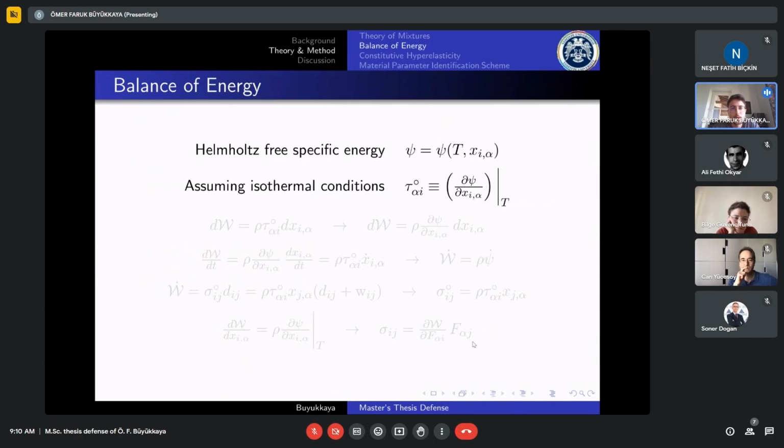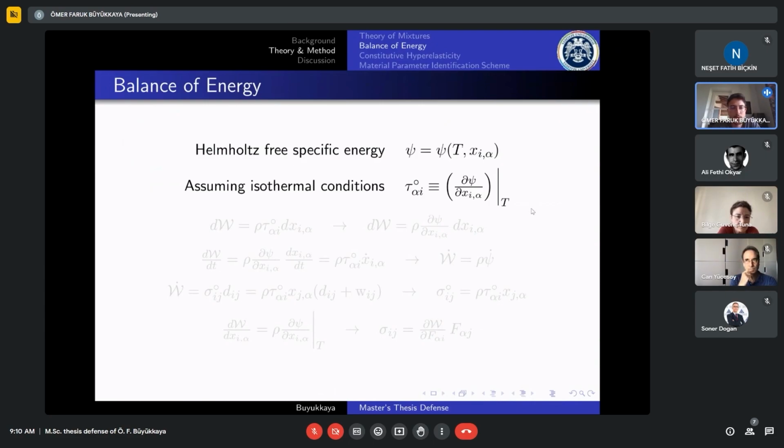And we continue with hyperelasticity. Starting from balance of energy, we use Helmholtz free specific energy to represent the energy within the material, which depends on the temperature and the deformation gradient. We use index notation and Einstein's summation convention throughout the formulation. The gamma alpha represents the directional derivative with respect to the reference configuration.